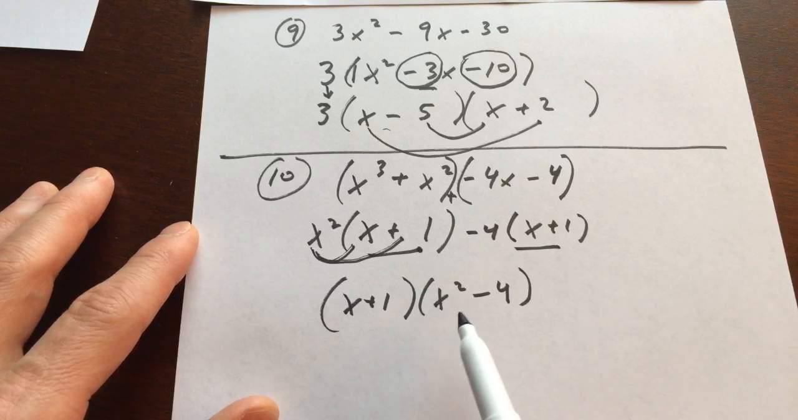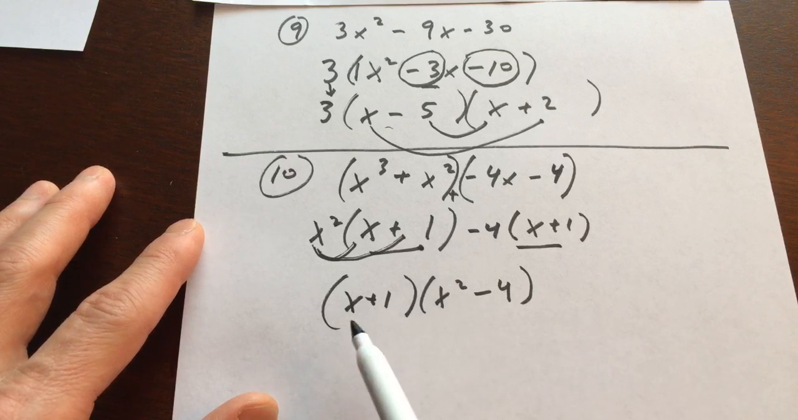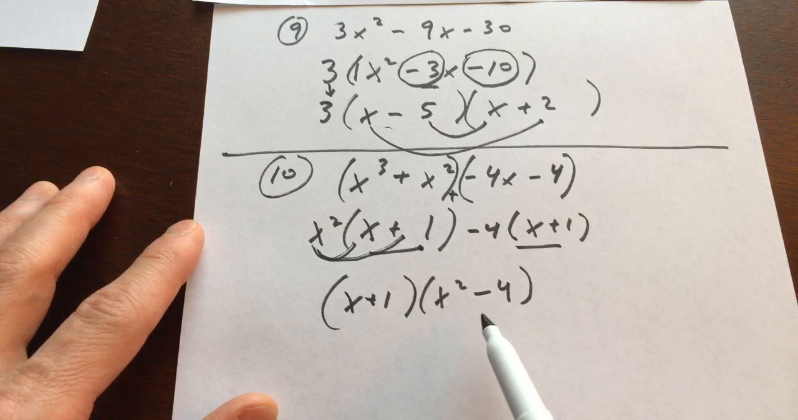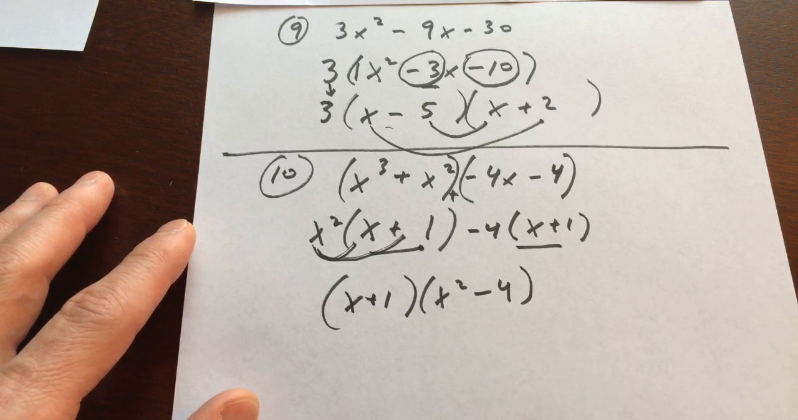Now the question with factoring is, just like when you reduce fractions, you want to say, can I reduce it further? Can I break this down further? What do you think? Is there anything we can do with the x plus 1 or the x squared minus 4? What do you guys think?